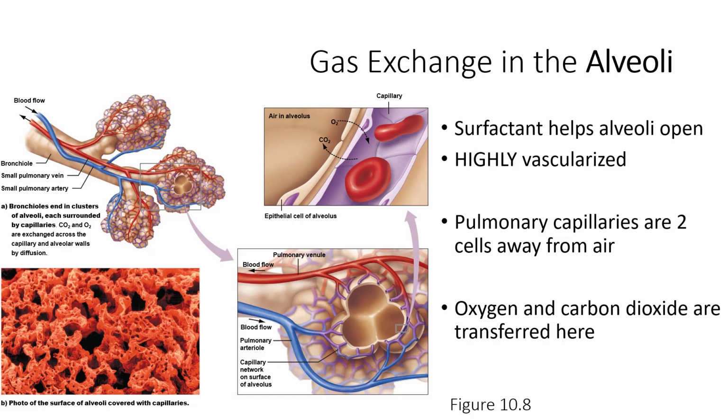So you can see again, you have the pulmonary venule and the pulmonary arteriole. Deoxygenated blood will come through the pulmonary arteriole, go past the alveoli, pick up oxygen, go back in the pulmonary venule, and go back towards the heart. This is also where carbon dioxide is transferred. CO2 will go from the blood into the air of the alveolus and be breathed out. So the alveoli are where oxygen and CO2 are exchanged in the lungs.